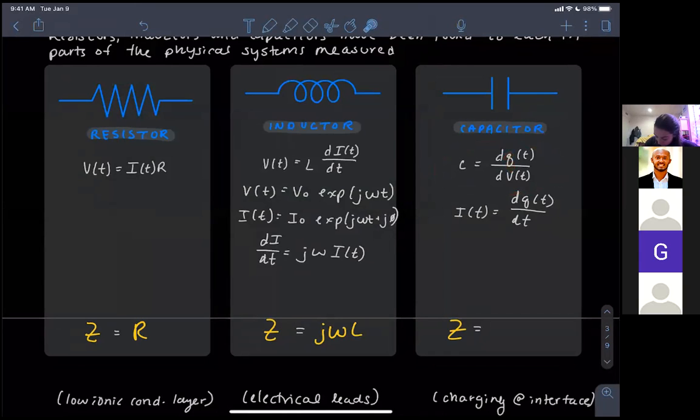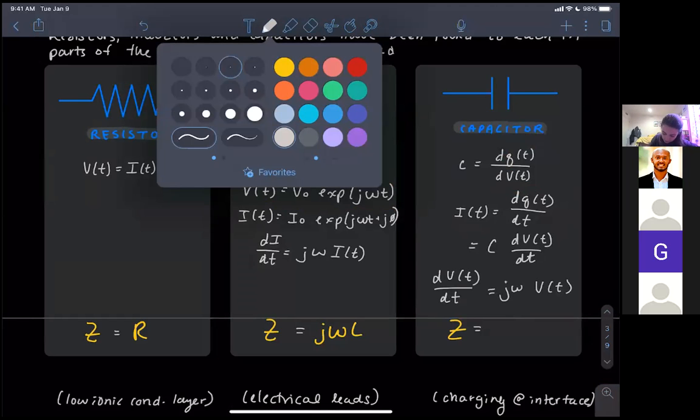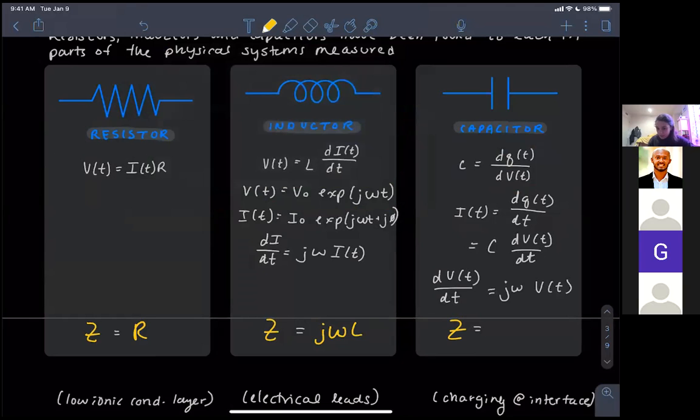And I would like you to recall that current is equal to the time derivative of Q. So again, after some algebra, you find that the current is equal to the capacitance times the time derivative of potential. And you find that the time derivative of potential, from what we have as our original expression for potential, is again just equal to j omega times the original expression for potential. And so finally, you end up with an impedance for a capacitor equal to the inverse of j omega C.